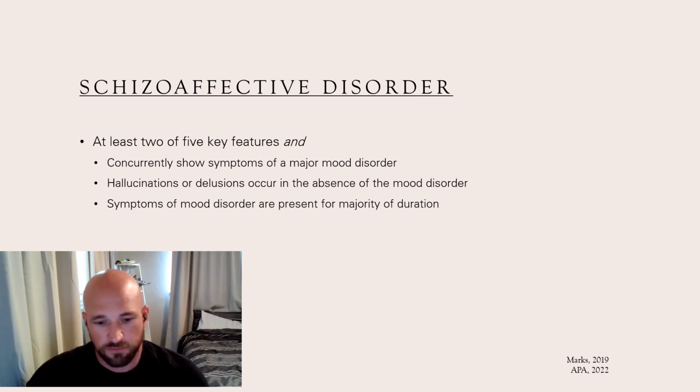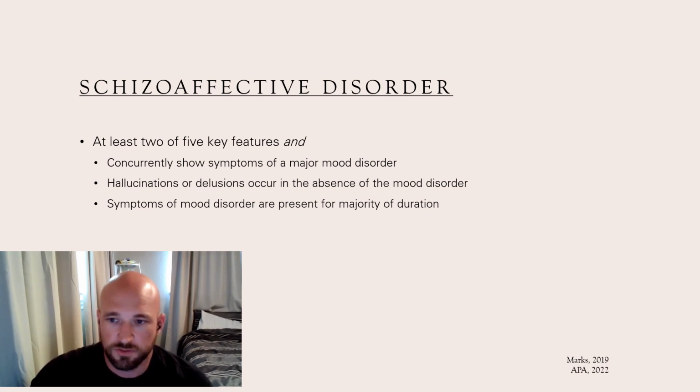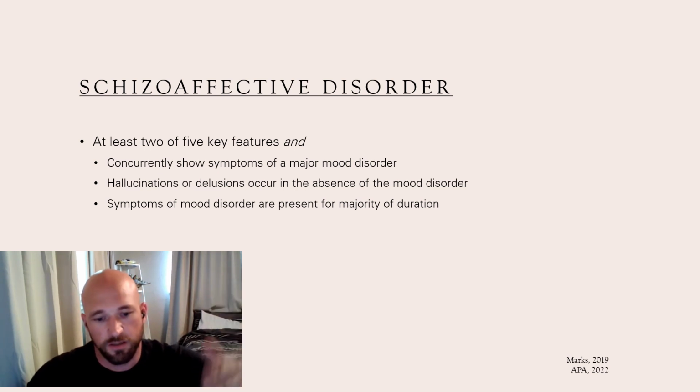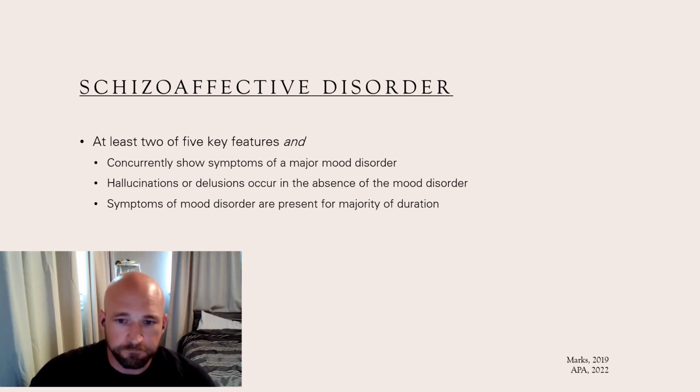The way you can tell that it's schizoaffective and not a mood disorder with psychosis is that the hallucinations or delusions will occur in the absence of the mood disorder. As they come down from the mania, the hallucinations or delusions are still present. The other thing that you need is that the symptoms of the mood disorder need to be present for the majority of the duration of the schizophrenia symptoms. So if they've been diagnosed with schizophrenia, they've been having auditory hallucinations for 2 years, then they need at least a year of symptoms of one of these mood disorders in order for it to be diagnosed as schizoaffective disorder.